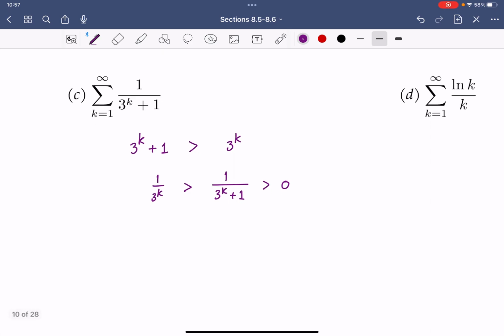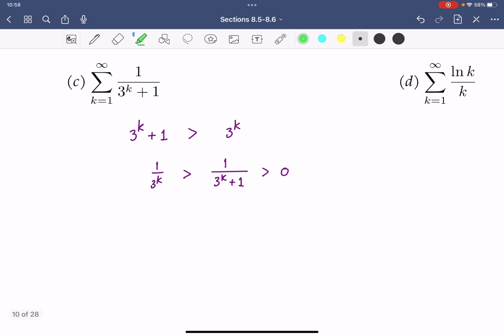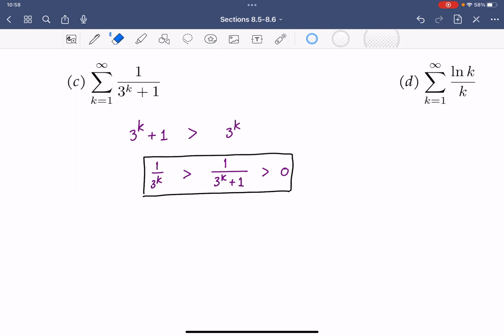Now you have the inequality already. Take a look at this one: 1 over 3 to the k is bigger than 1 over 3 to the k plus 1, which is bigger than 0. You can think that this one is your a_k and this one is your b_k, right? We want to know whether the summation of a_k is convergent or not. So we can take a look at the summation of b_k first, which is the summation of 1 over 3 to the k.